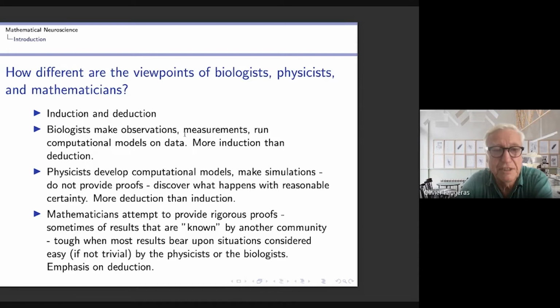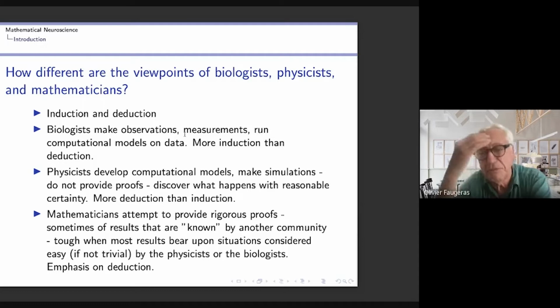Mathematicians attempt to provide proofs of what they work with. It might be very frustrating. It happened to me, it may happen to other colleagues around the cameras. Sometimes they provide proofs of results that are known, quote, end of quote, by another community, e.g. the biologists. And providing such proofs can be very, very difficult when these results bear upon situations which are considered easy by the physicist or the biologist.